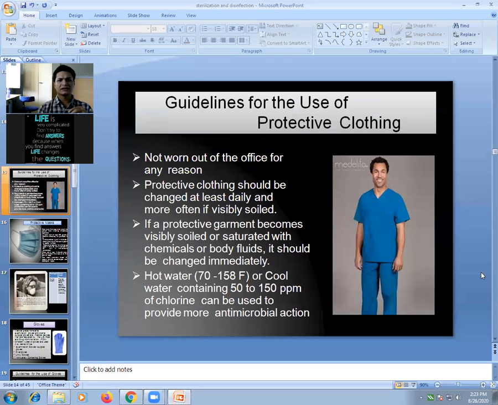What are the guidelines? It should not be worn out of the office for any reason. Protective clothing should be changed at least daily and more often if visibly soiled. If a protective garment becomes visibly soiled, it should be changed immediately and washed. Hot water, at a temperature ranging between 70 to 80 degrees, or cold water containing chlorine can be used to provide antimicrobial action.